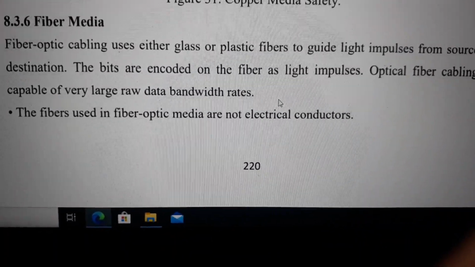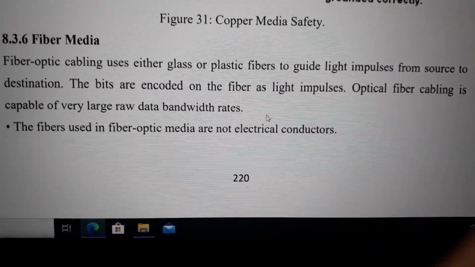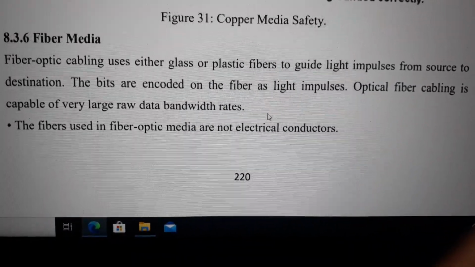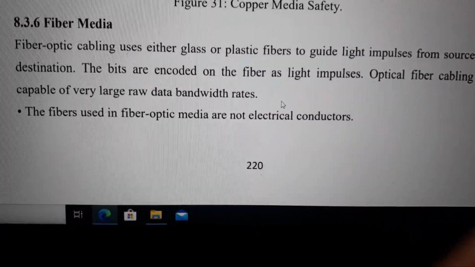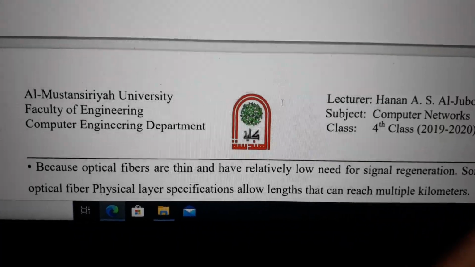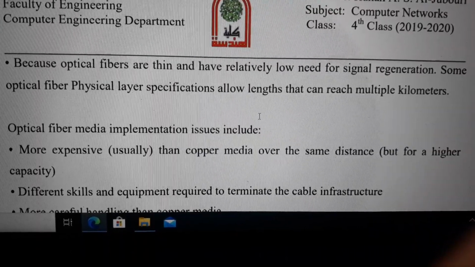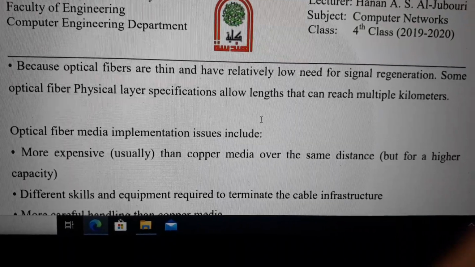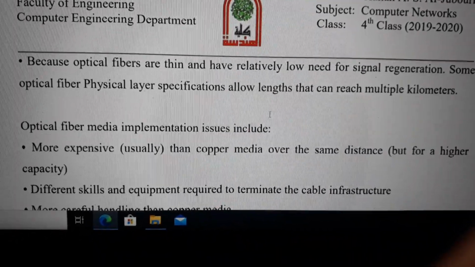Fiber optic cabling uses either glass or plastic fibers to guide light impulses from source to destination. The bits are encoded on the fiber as light impulses. Optical fiber cabling is capable of very large raw media bandwidth rates. The fibers used in fiber optic media are not electrical conductors. Because optical fibers are thin and have relatively low signal loss, there is less need for signal regeneration. Some optical fiber physical layer specifications allow lengths that can reach multiple kilometers.